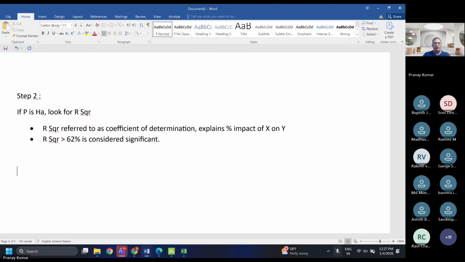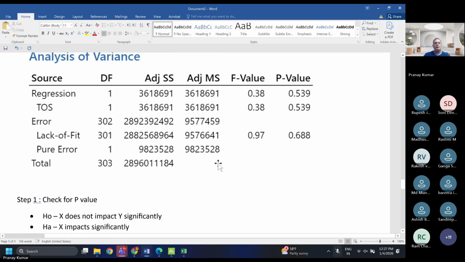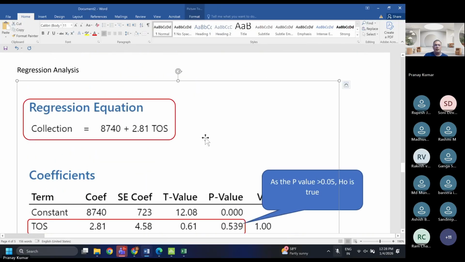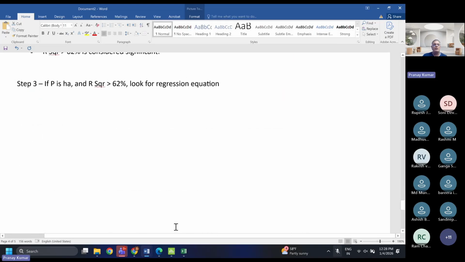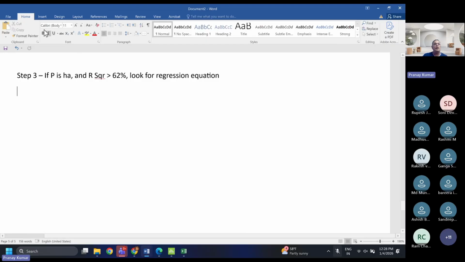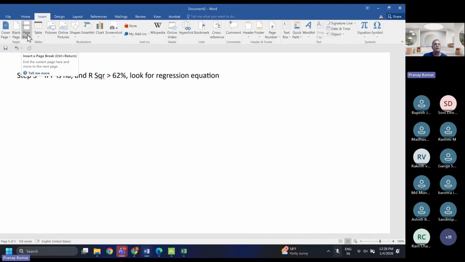Step 3: if P is alternate and R square is greater than 62%, look for the regression equation. Here, if it would have had an impact, I would be able to get a mathematical relationship. Let us try and do it again to see if some other example can give us the alternate hypothesis.